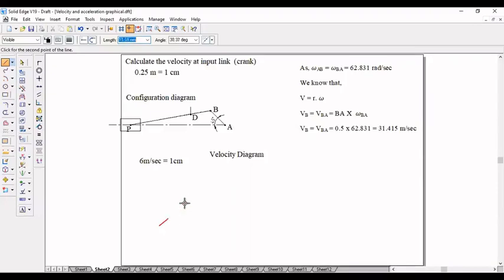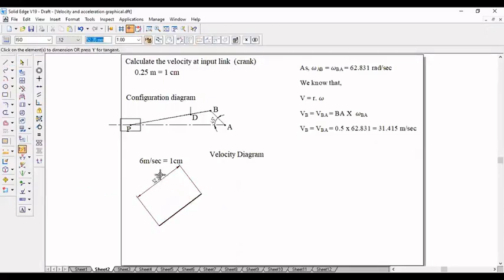This line is the crank velocity line, and this crank velocity line must be perpendicular to the crank line in the configuration diagram. So 5.235 is a centimeter, but I'm giving in mm there, 52.35. I'm taking the actual value, but you can round it off. So since this line is perpendicular to this, first let me show the dimension of this. It is 52.35 mm, but it is 5.235 centimeter.